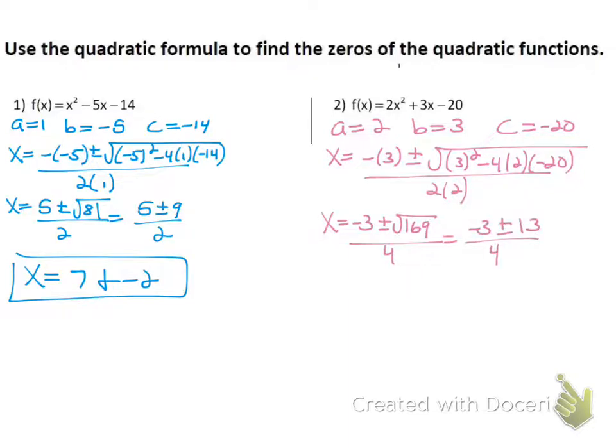Once again, we get a perfect square with that 169. The square root of 169 is 13. Negative 3 plus 13 all over 4 is 5 halves. And negative 3 minus 13 all over 4 is negative 4.